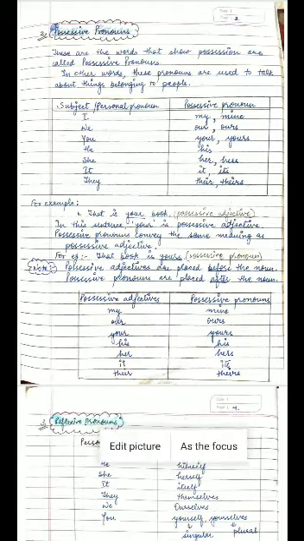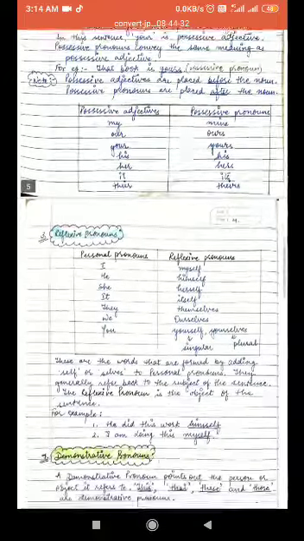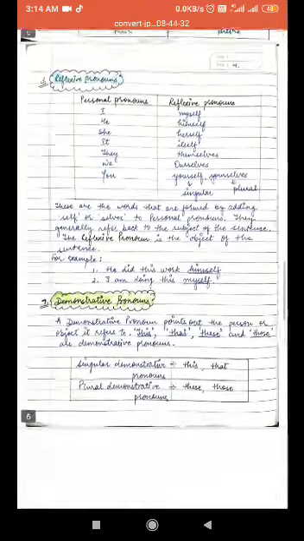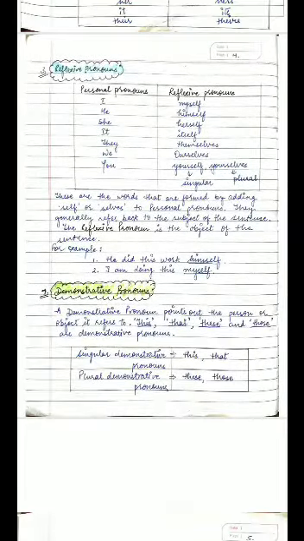Okay children, now number 3, reflexive pronouns. Reflexive pronouns are formed by adding self or selves to personal pronouns. They generally refer back to the subject of the sentence. So children, let's learn how we convert personal pronouns to reflexive pronouns. For singular pronouns, we add self, and for plural pronouns, we add selves.